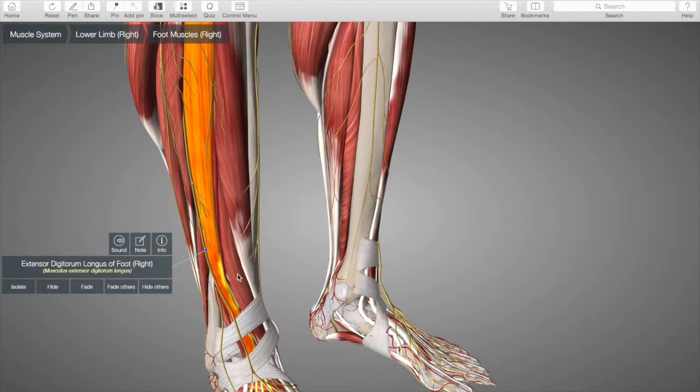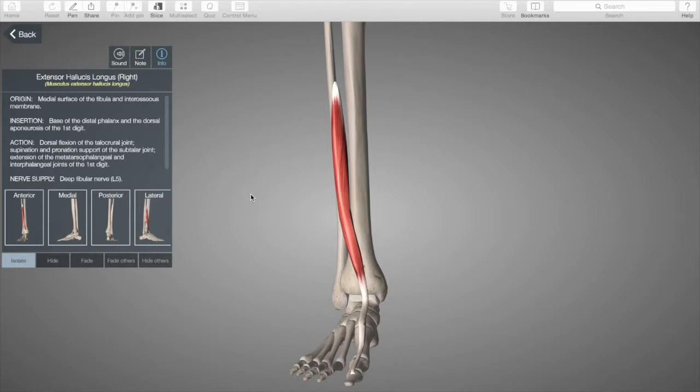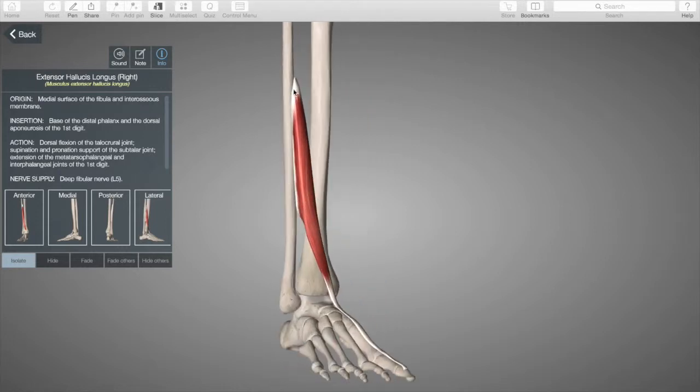The third muscle of the anterior compartment of the leg is the extensor hallucis longus. This muscle has its origin from the medial surface of the fibula and interosseous membrane, courses distally to insert on the base of the first digital phalanx and dorsal aponeurosis of the first digit. Its action is a weak dorsiflexor of the ankle again, and to dorsiflex the first ray. Its nerve supply is from the deep fibular nerve.